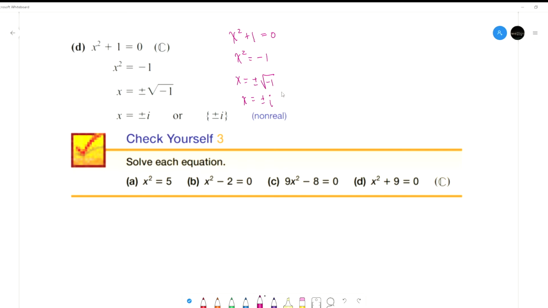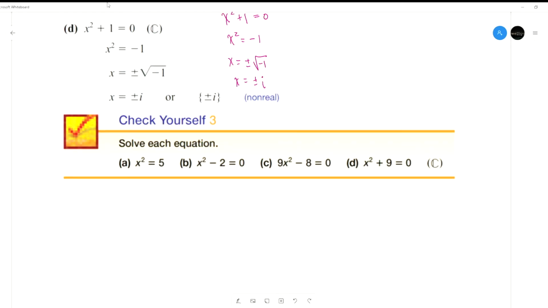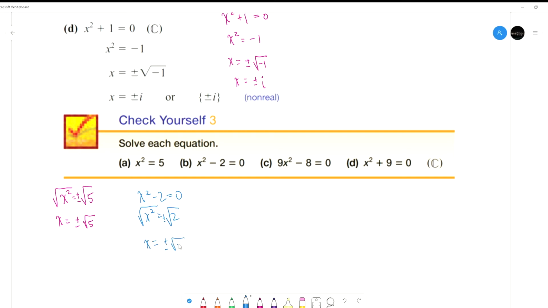Let's look at these 4 examples. Okay, so the first problem, we have the square root of both sides, right? So let me write it over here on the left. x squared is equal to 5. And when you square root both sides, don't forget to write the plus or minus, 2 solutions, right? So x is equal to plus or minus root 5. Let's do the second one. In the second one, we have x squared minus 2 is equal to 0. First, we got to get the x squared isolated, so we add 2 to both sides. And you get x squared is equal to positive 2. Then you can square root both sides, and you get x is equal to plus or minus radical 2.